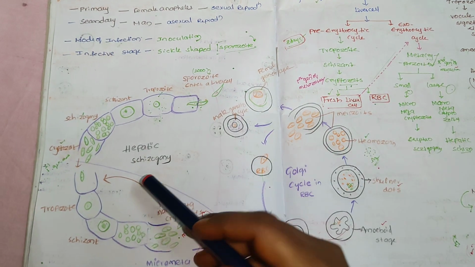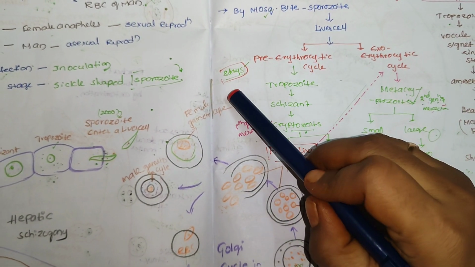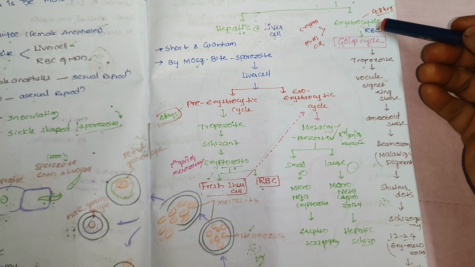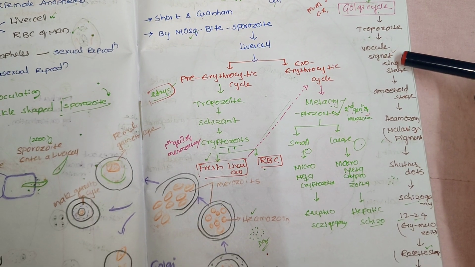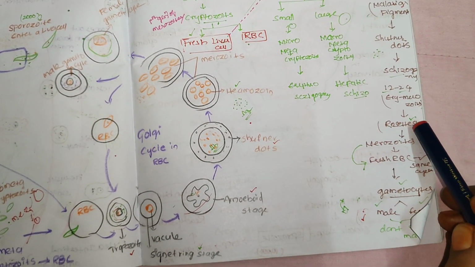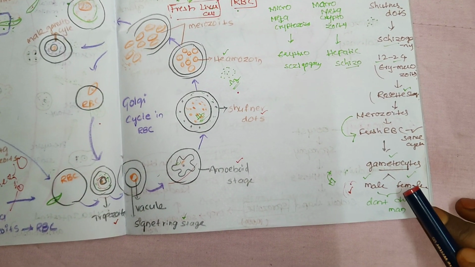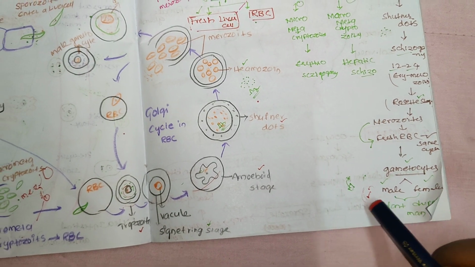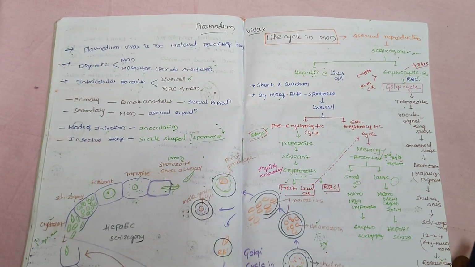So these cycles are hepatic schizogony and erythroschizogony. Here the pre-exo-erythrocytic cycle duration is 8 days. Then the erythrocytic cycle duration is 48 hours or 2 days. Once again the erythrocytic cycle: trophozoite, vacuole, ring stage, amoeboid stage, malaria pigment occurs, that is hemozoin, Schüffner's dots, and merozoites are released and enter fresh RBCs. Then again it forms gametocytes, male and female, but they do not develop in man. If a mosquito bites the infected person, these enter the mosquito and the life cycle in the mosquito will start. So this is the life cycle of Plasmodium in man.